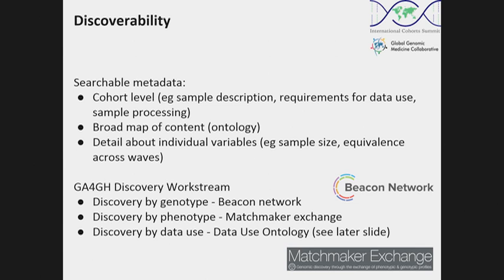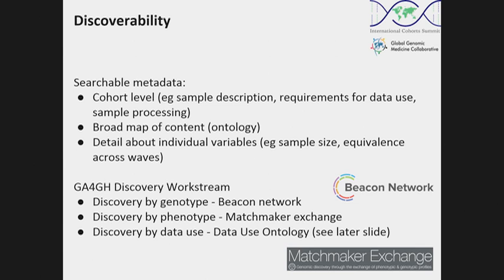How do you search for cohorts by metadata? Do you do it at the cohort level, by sample descriptions, data use, or sample processing? There's a broad map of content, maybe using ontologies to standardize that, including details about individual-level variables and phenotypes, sample size, and others.